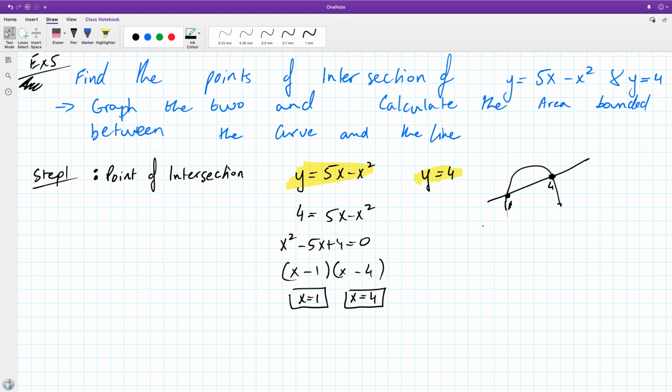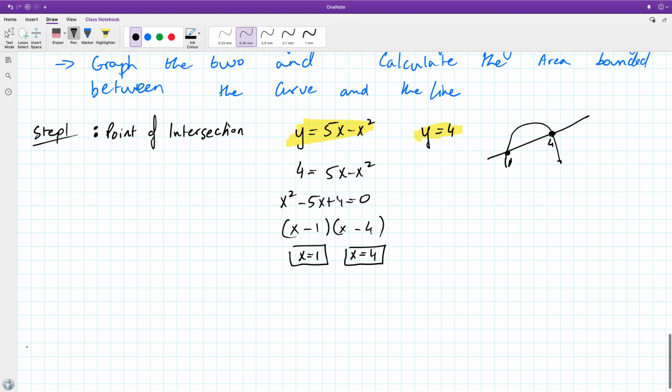That's only the first bit. Now we have to sketch them. To sketch them, step 2 is we have to factorize our quadratic and solve.